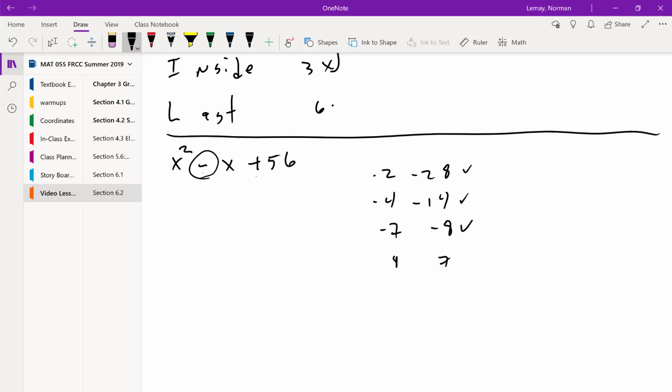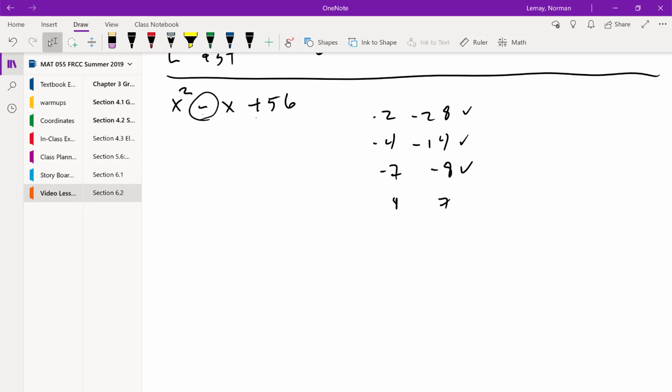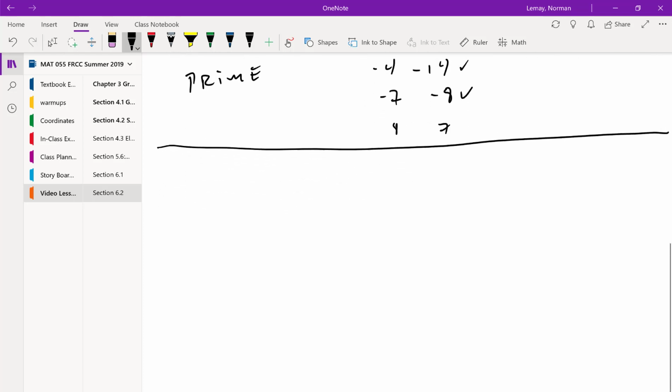So notice that I can't come up with factors of 56 that will add up to a -1. So again, this does not factor to a product of factors, so I can come back and say that this polynomial is non-factorable, so it is prime.